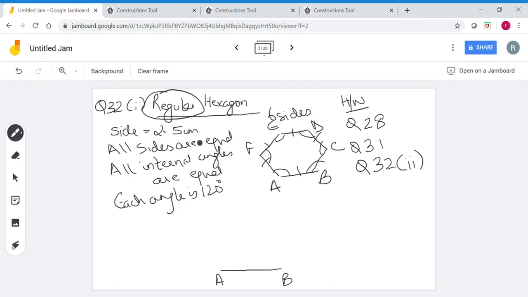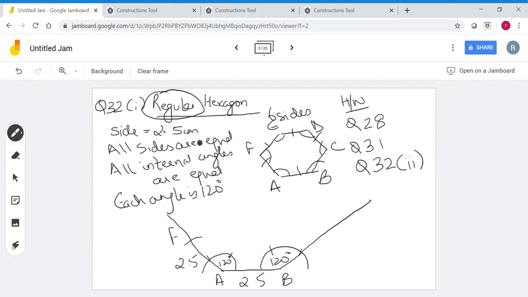So what is the angle at A? 120. So I make an angle of 120 degrees at A. What is the angle at B? 120 degrees. I make the angle 120 degrees at B. What is the length of AF? 2.5, because it's regular. So I keep my compass on A, measure 2.5, and cut an arc here. This gives me my point F.